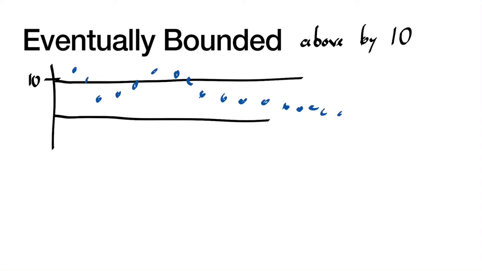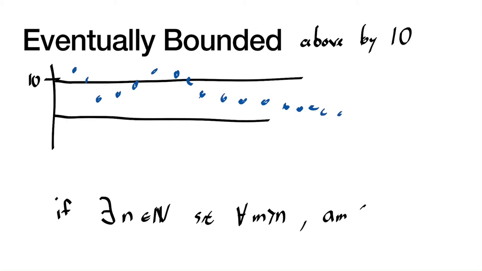And I like the definition that we created in class today, which said it's eventually bounded above by 10 if there exists some natural number n such that for all m greater than n, a_m is less than 10. And so this is, like I said, a good definition. One of the important details is thinking about what these different pieces mean in relationship to the graph. And this there exists an n part.